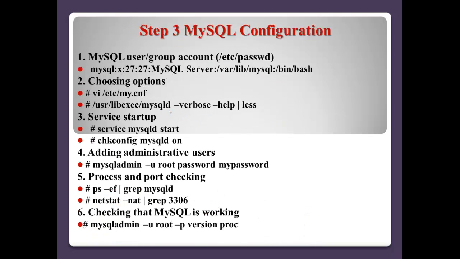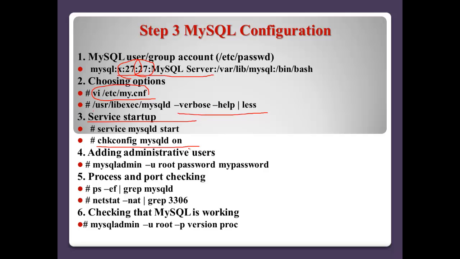Step 3, MySQL configuration. At first, we have to find the user and group account for MySQL in /etc/passwd. If we successfully installed, we can find UID 27, GID 27. After that, number 2, choosing options. If we want to change some options, we can use the main configuration file, or /usr/libexec/mysqld --verbose --help. Then we can find many options for the MySQL daemon. After that, number 3, service startup: service mysqld start, and then chkconfig mysqld on. We can register the MySQL service to each run level.